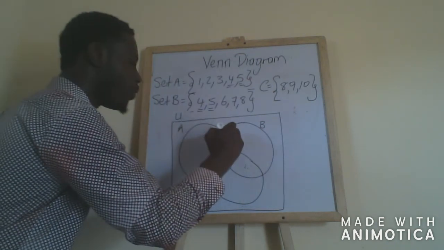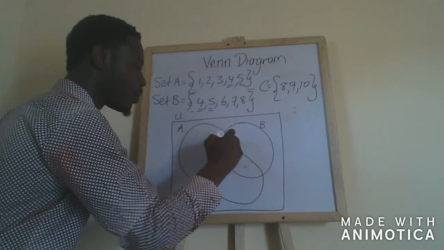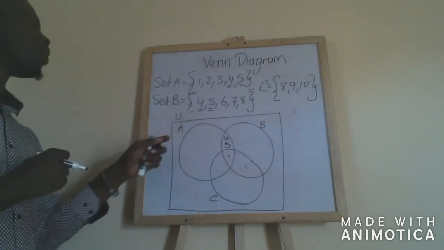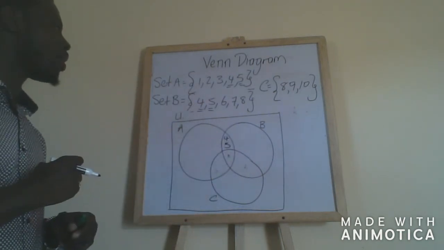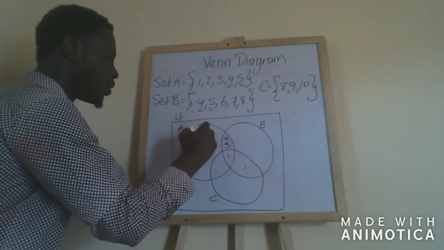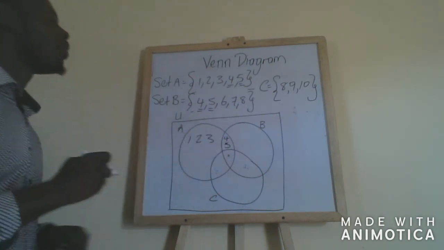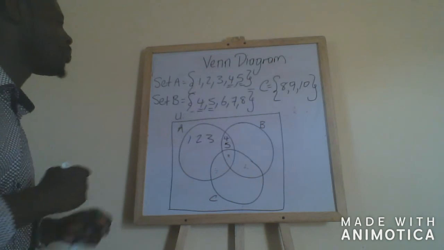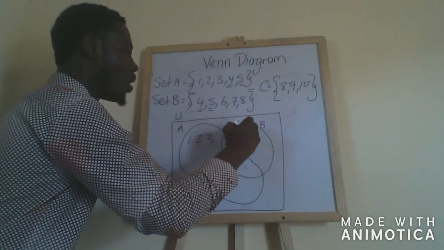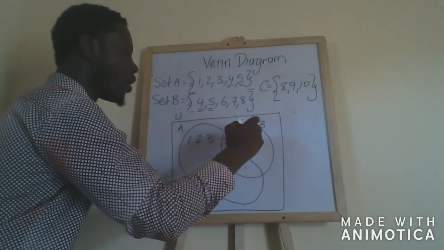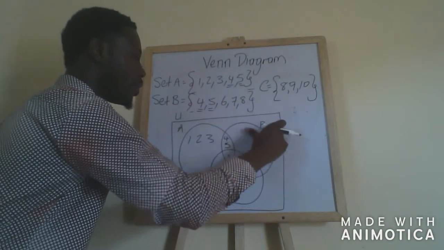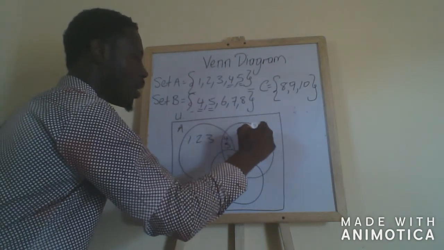Right? Now, if you're looking at your diagram, remember that we had A and B intersecting, so we put in our 4 and 5 right here. And we have our members of set A, which is 1, 2, and 3. We also had our members of set B, which is 6 and 7.